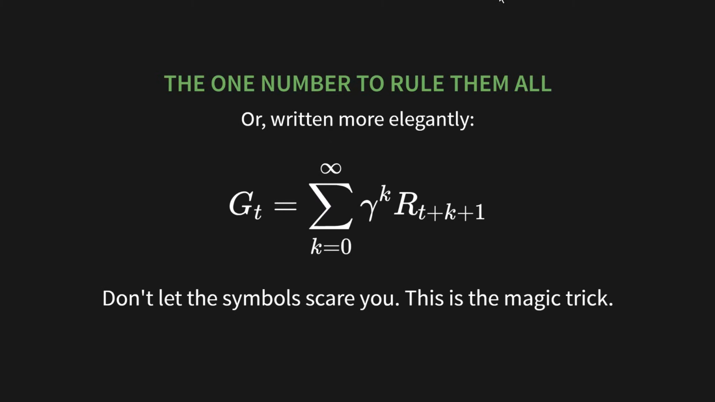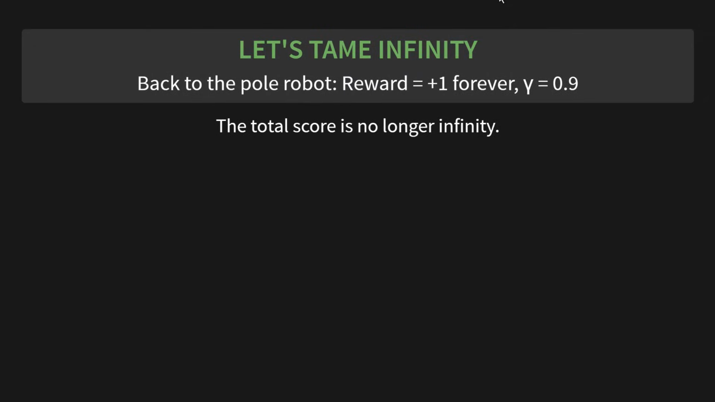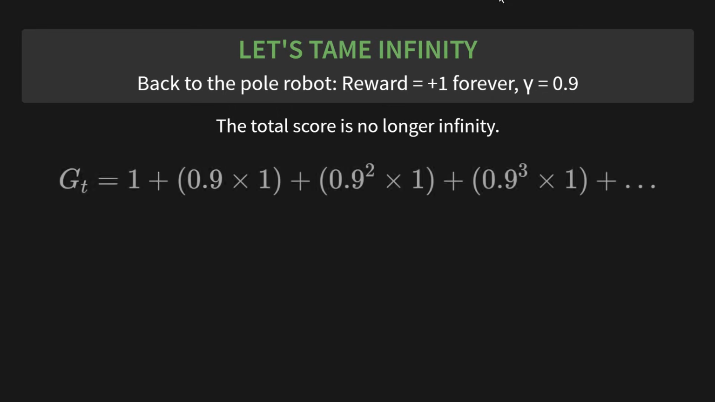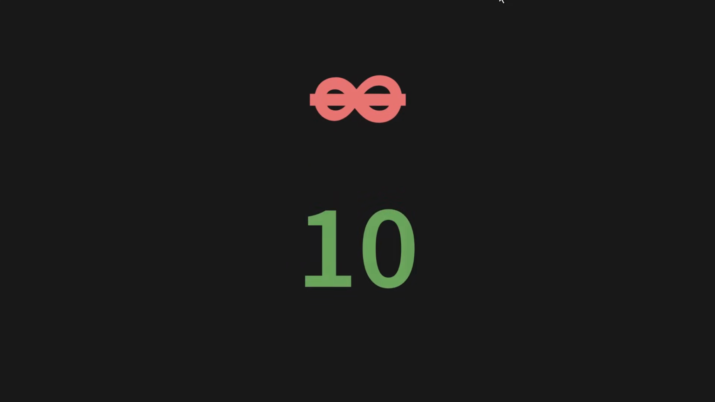Let's go back to our pole balancing robot. It gets a +1 reward forever. If we set our discount rate gamma to 0.9, its total discounted score isn't infinity anymore. This infinite series sums up to exactly 10. Suddenly, we've tamed infinity. What was an endless, useless number is now a concrete, finite score the agent can actually try to maximize. It's elegant.